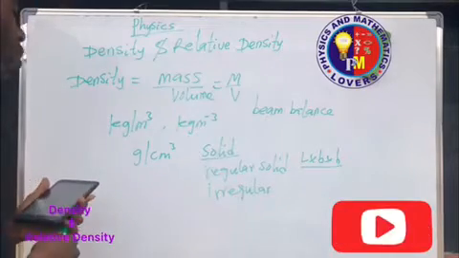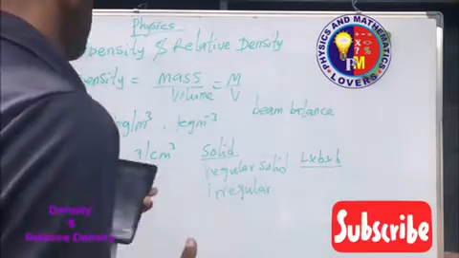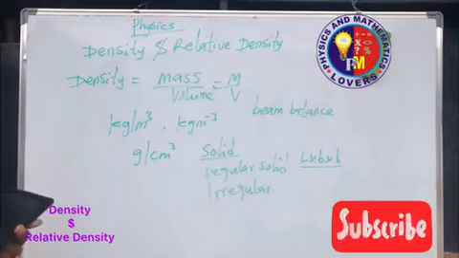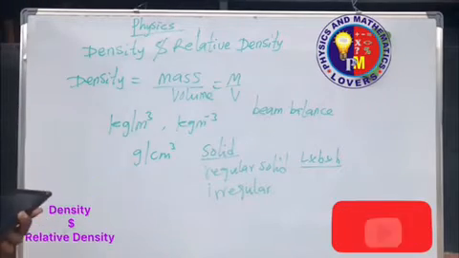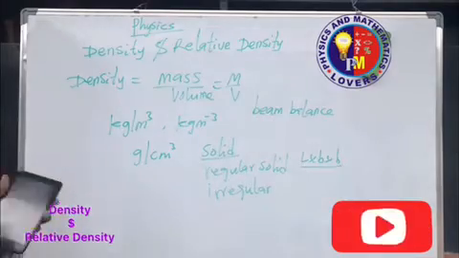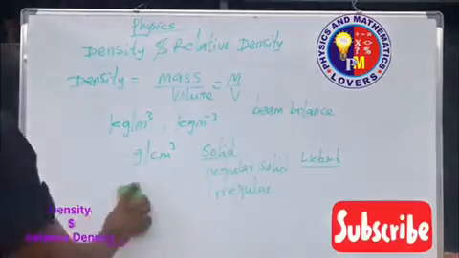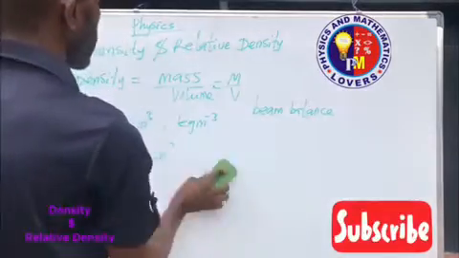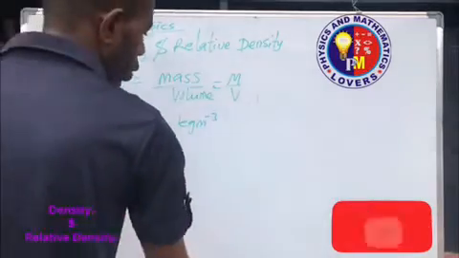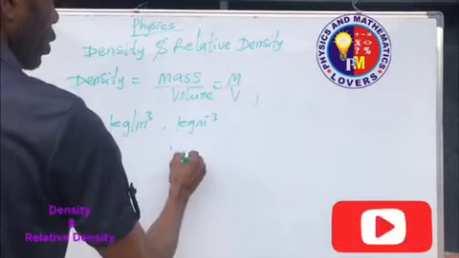But that of irregular solid, we can obtain the mass directly from the measurement, which is the beam balance or chemical balance. But the volume becomes a problem. How do we get the volume? The method we use is called displacement method. What does that mean? We have irregular solid.